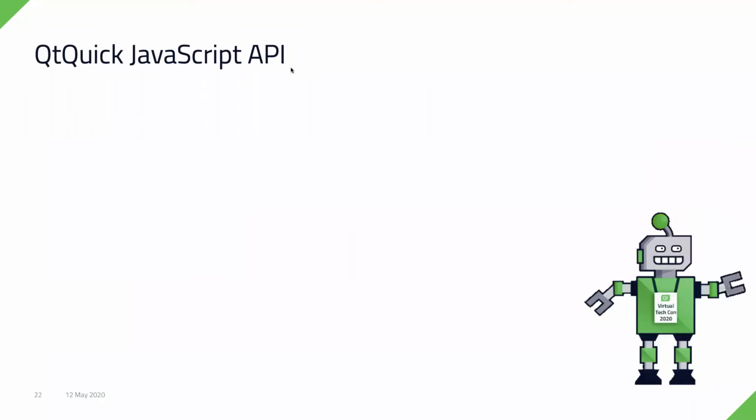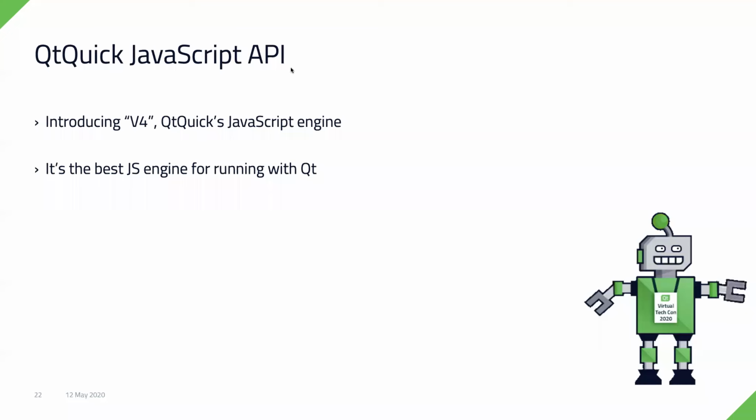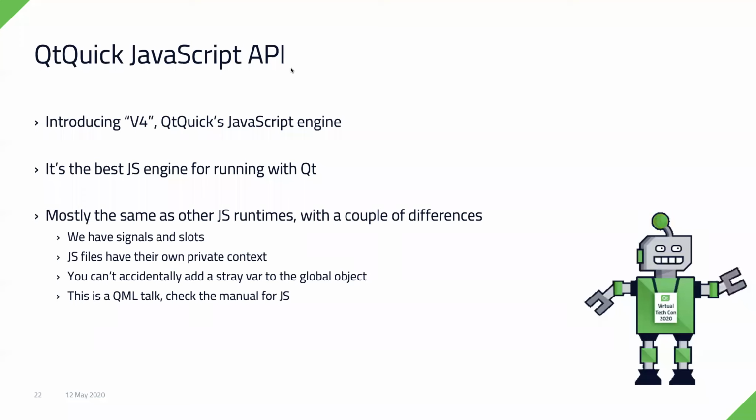QtQuick JavaScript API. So of course, V4 is QtQuick's JavaScript engine. It's the best JavaScript engine for running with Qt. Perhaps not the fastest in the world, because it's designed to run with Qt and in ways which are slightly less efficient. There's a reason for that, but it's designed to run with Qt classes. So for running with Qt, it's first rate.